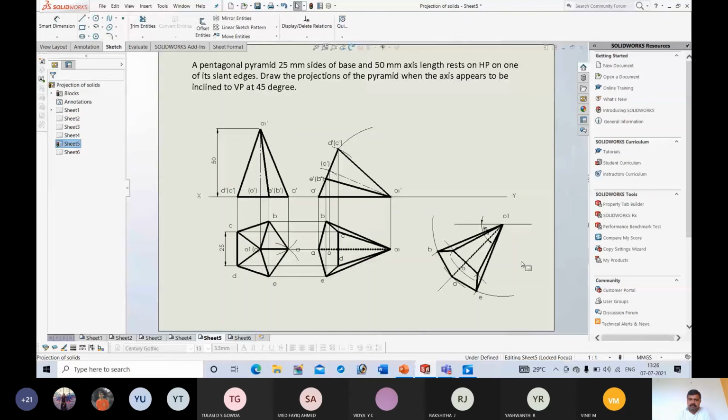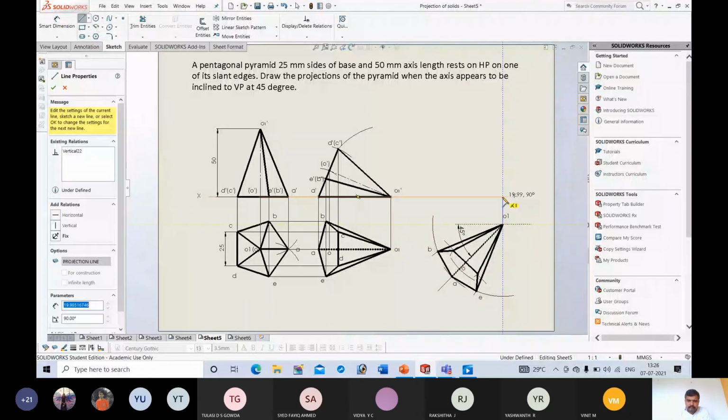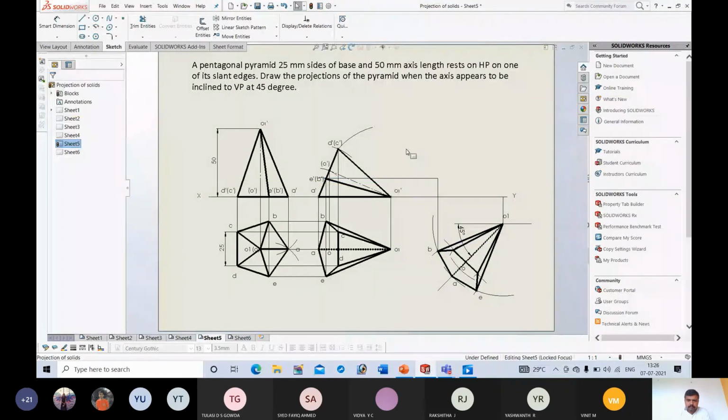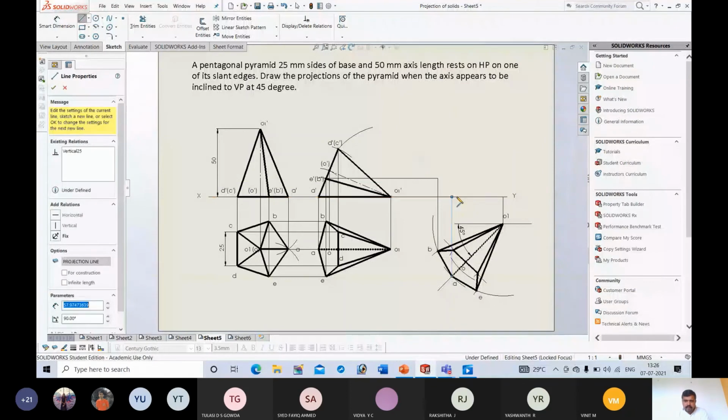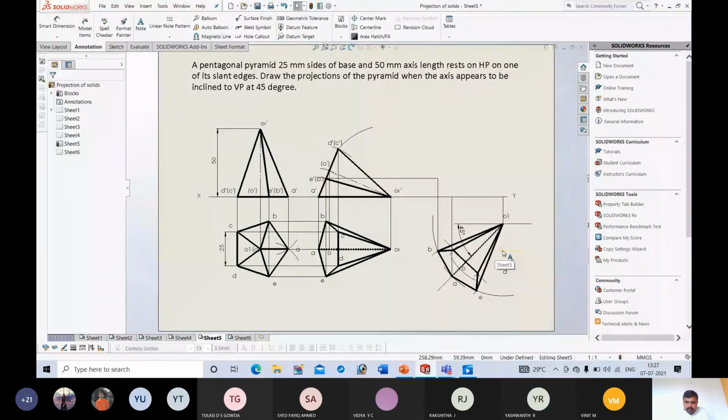Next, I should get the final front view. For that, I will project points from the top view to the front view. Next, A. Okay, I forgot to name the points. So this is D. Next, we will draw the projector of C.